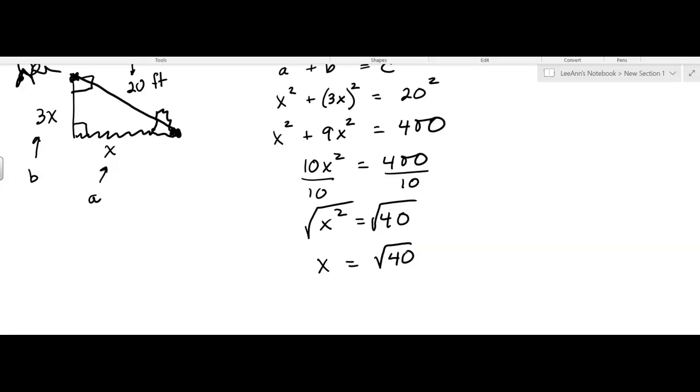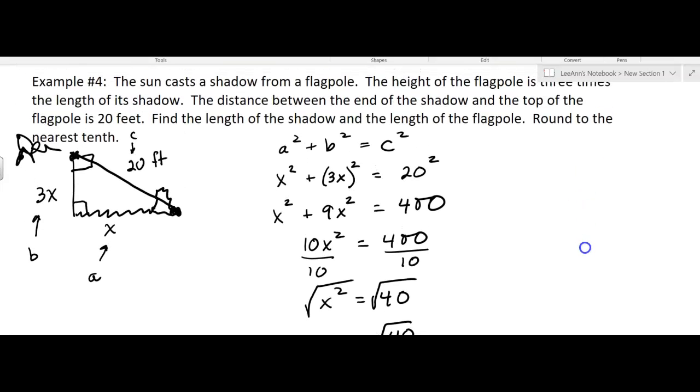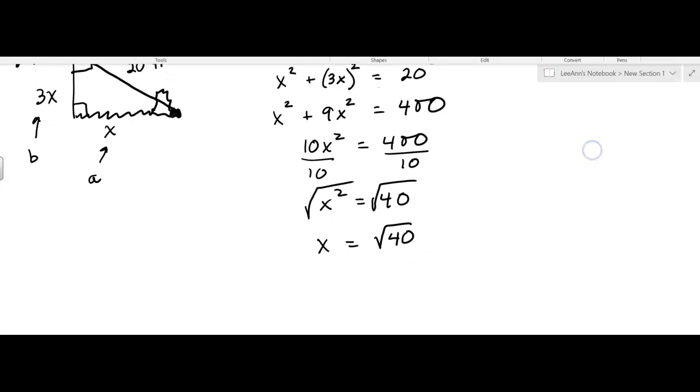Now you might be saying, you didn't put the plus or minus. And I didn't put the plus or minus because this is going to be a length, and so I'm not going to have the minus case this time. It's got to be a positive length. You also might be saying, hey, you didn't simplify the square root of 40. Nope, I'm not going to. I'm just going to put it in my calculator because if you remember, this problem said round to the nearest tenth. Okay, so I'm not going to simplify it.